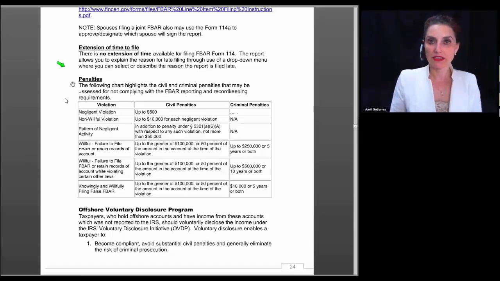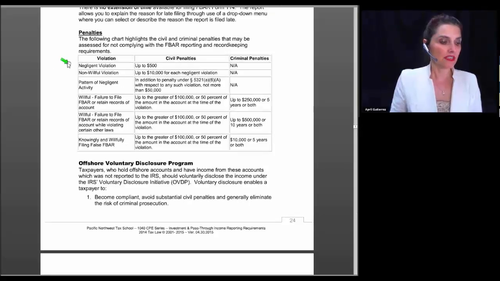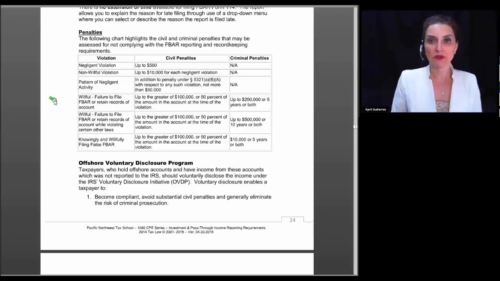And there can be penalties for failing to file FBAR. And we're going to talk a little bit about these here. Firstly, we have a negligence violation, which is up to $500 for each violation, a non-willful violation of $10,000, a pattern of negligent activity, which can be a $50,000 fine, willful failure to file FBAR. In other words, you knew you were supposed to file it and deliberately didn't. Then the civil penalty can be $100,000 or 50% of the amount that you have in your account. Well, just imagine if you have $1 million in your foreign financial account and you willfully fail to file FBAR, then they can take half of it, $500,000.